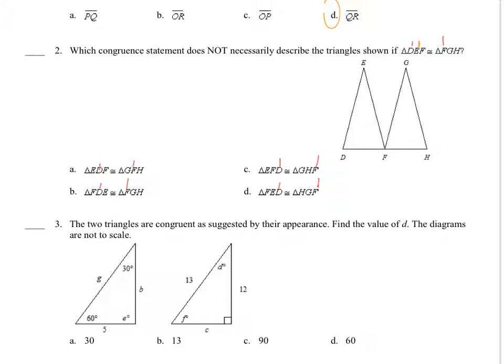E and G should be in the same location. So I'm looking at E and G, yes. E and G, yes. E and G, no. So not necessarily, so it would be B. I'm just going to check. E and G, yes.